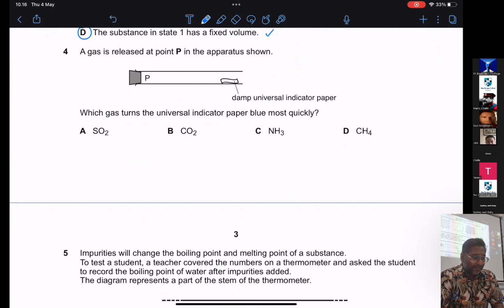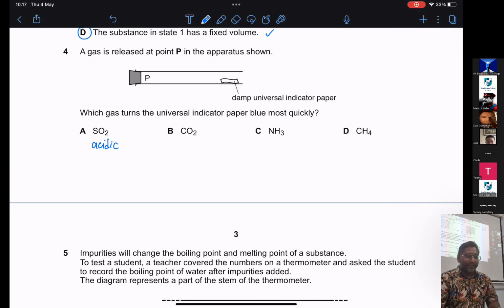Now, the substance in state 1 has fixed volume. Yes, water is liquid. Water will have fixed volume. But the one that does not have fixed volume will be gas. Although liquid can be compressed, it cannot be compressed that much, so the volume will be fixed. Solid, the volume will be fixed. But gas, the volume is not fixed because it will follow the volume of the container. So in this case, D is correct.